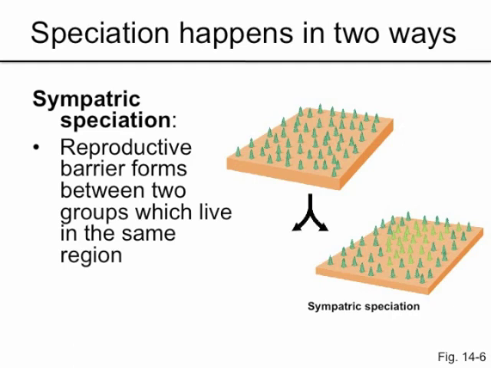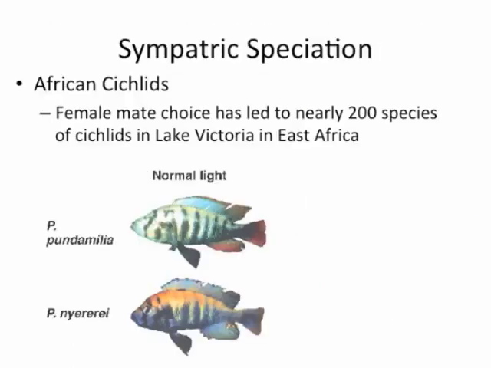So how can this happen if organisms live together? Well, it's a pretty good question how something like this occurs. So here's an example of different species that have evolved in a sympatric way. So African cichlids are a really good example of this. So there are over 200 species of cichlids in Lake Victoria in East Africa. So Lake Victoria is a huge lake in Eastern Africa. And here's an example of two of them.